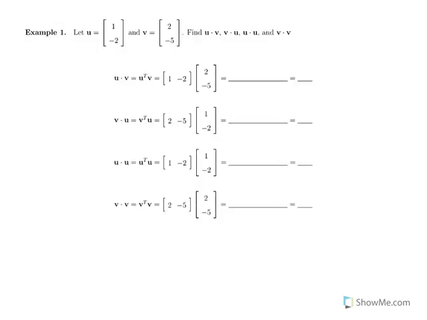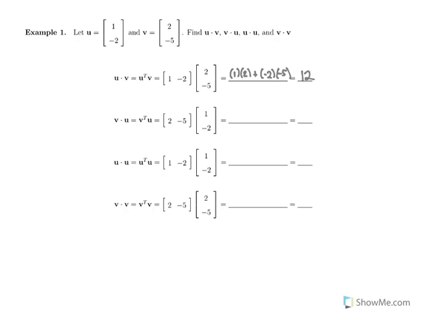So let's do an example. Let u be (1, -2) and v be (2, -5). These are vectors in R2. And we're going to find 4 different dot products. The first one, u · v. Remember, this means u^T v. So we take u and take its transpose. The column becomes a row. (1, -2) times (2, -5) would be 1 times 2 plus negative 2 times negative 5, which would be 2 plus 10, which is 12.